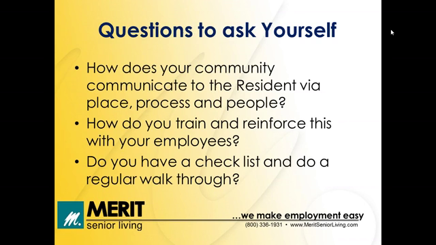In closing, questions to ask yourself as you review this information. How does your community communicate to the resident via place, process, and people? What are you doing well? What could you be doing better? What's the ideal? Place, process, and people. Keeping in mind 80% of how we view events and experience life is through our emotions. How are we training and reinforcing this to our employees? What are we doing to make sure that they understand this concept as well?